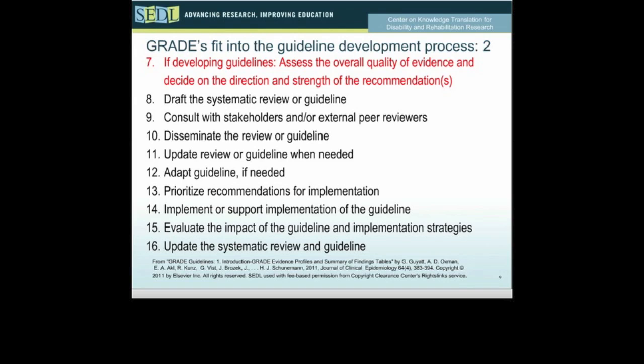Step 8, draft the actual guideline. Step 9, consult with stakeholders or external peer reviewers. Get feedback on what you did, how you did it. Let them iron out some possible mistakes you made. Disseminate the review or the guideline. Update the review or the guideline when needed, every 2 years or every 4 years, or whenever you think there is new evidence that needs to be looked at.